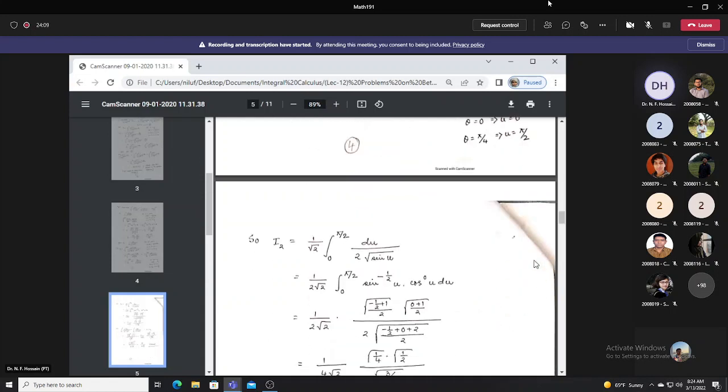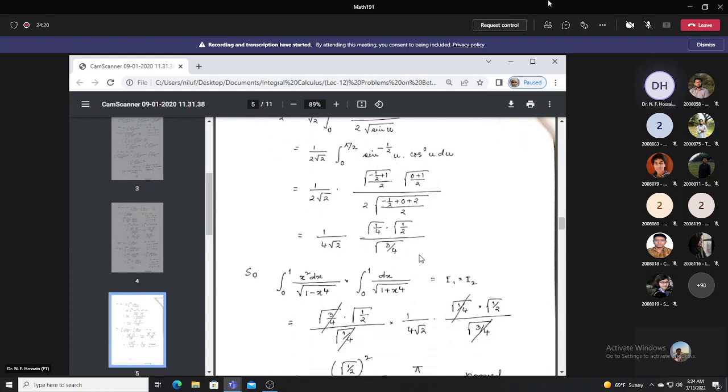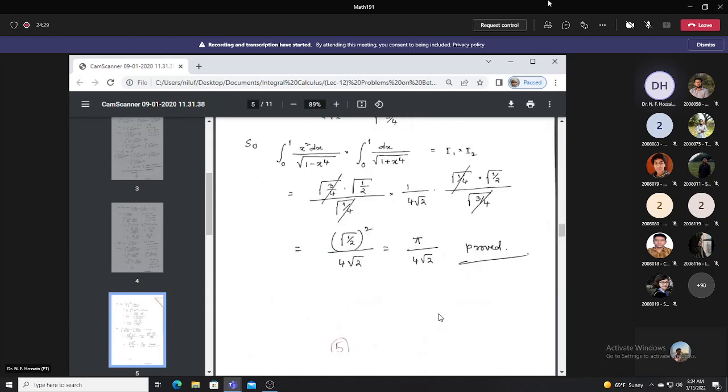So here for I2 you are getting this, and this 1 by root over sine u means sine to the power minus half u, and the power of cos is 0. You just use the formula for this integral and then simplify, put down the value here, which is I1 into I2, and then do the simplification, you are getting this result.